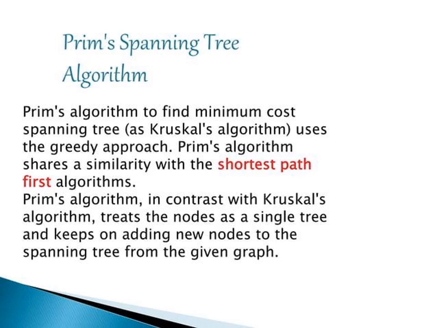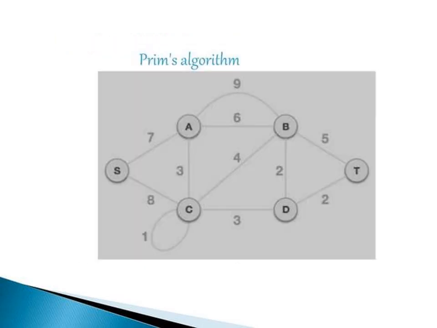Prim's algorithm has a similarity with the shortest path algorithms. Prim's algorithm, in contrast with Kruskal's algorithm, treats the nodes as a single tree and keeps on adding new nodes to the spanning tree from the graph.